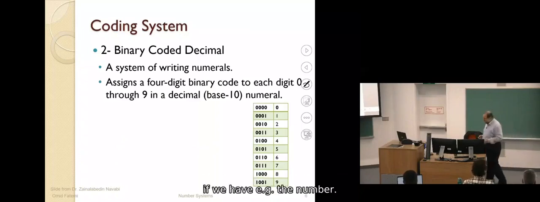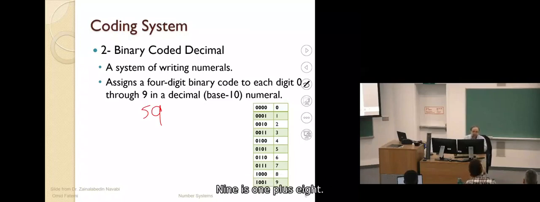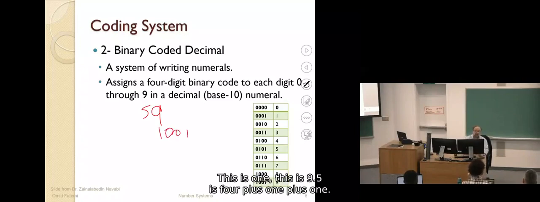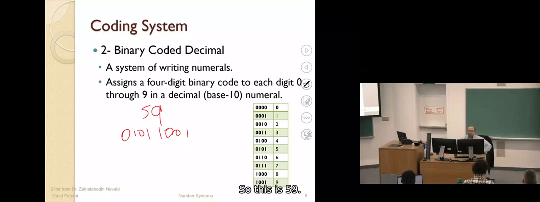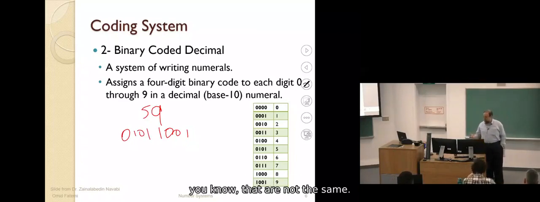So in this coding, if we have, for example, the number 59, and I tell you to convert it to BCD, it means that 5 should be converted, and 9 should be converted. 9 is 1 plus 8, and 5 is 4 plus 1. So this is 59 in BCD. You see, it is somehow similar to hexadecimal, but they are not the same.